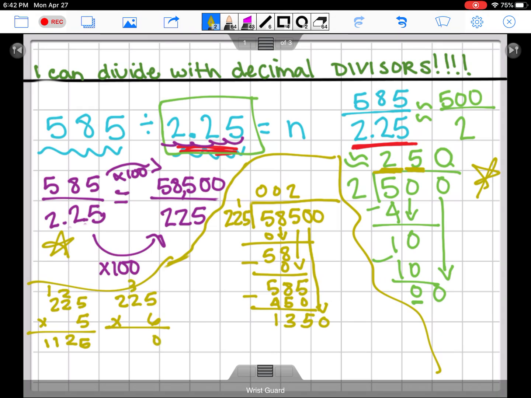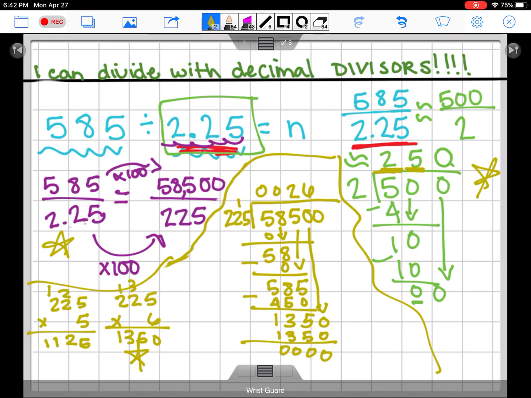6 times 5 is 30. 6 times 2 is 12, plus 3 is 15. 6 times 2 is 12, plus 1 is 13. Look at that, team members. 1,350. 1,350, that is perfect. Let's put that 6 in there. We know that it's going to be 1,350 exactly. Beautiful. We're going to have nothing left at all.